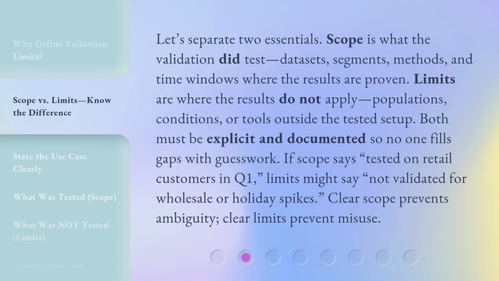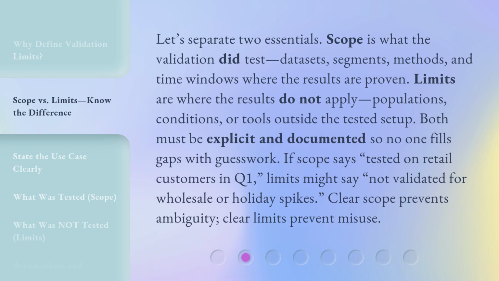Let's separate two essentials. Scope is what the validation did test: datasets, segments, methods, and time windows where the results are proven. Limits are where the results do not apply: populations, conditions, or tools outside the tested setup. Both must be explicit and documented so no one fills gaps with guesswork.